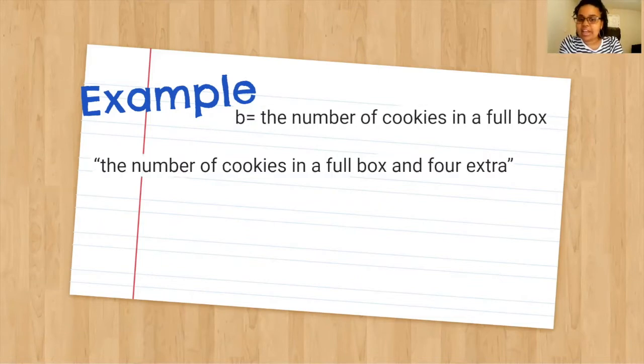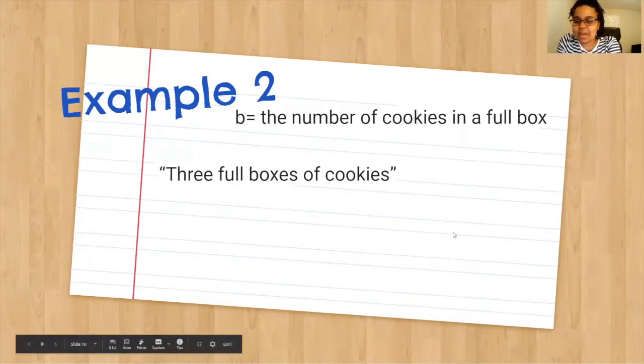So here's a verbal expression. The number of cookies in a full box and 4 extra. So how can I represent that using an expression? Well, I'm going to first start off with b, because I know that b represents the number of cookies in a full box. And I want 4 extra. So if I want 4 extra, I know that I need to say plus 4. Let's take a look at another example.